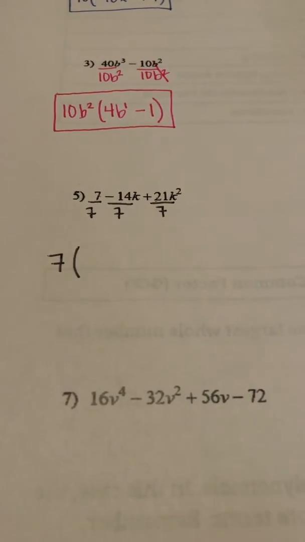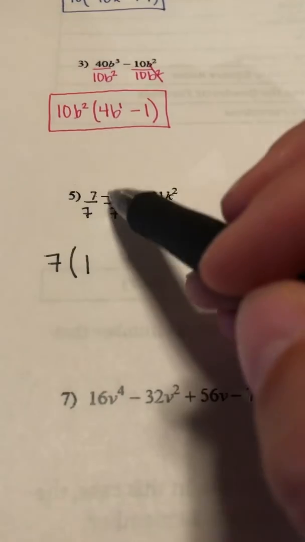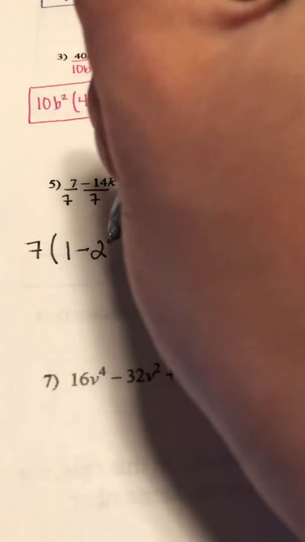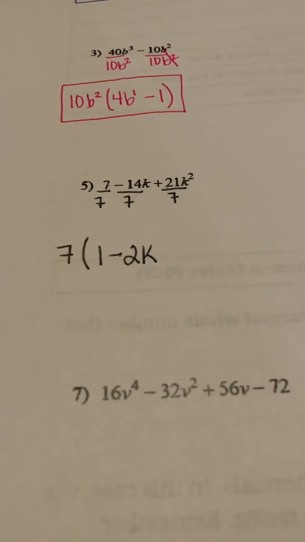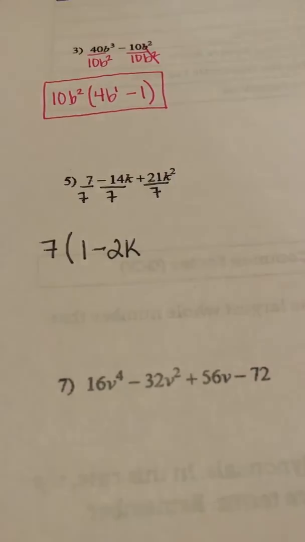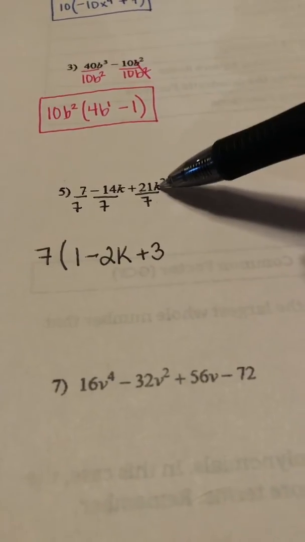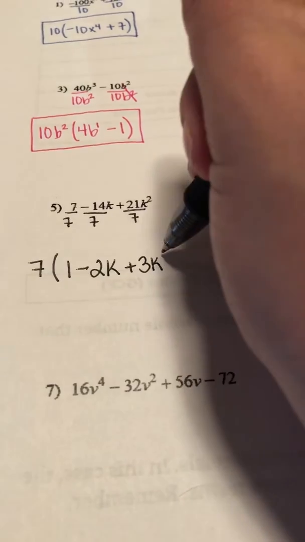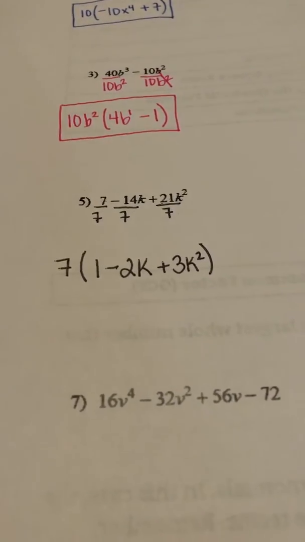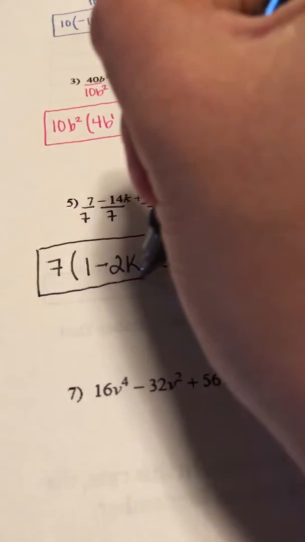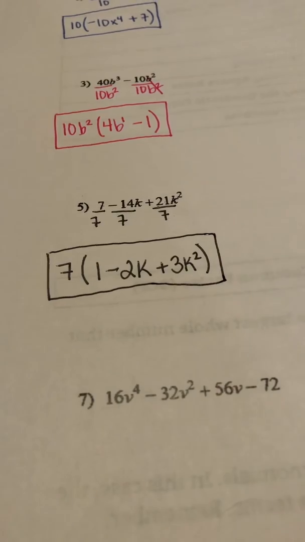So now I'm just going to do the dividing process again. So 7 divided by 7 is 1. Negative 14 divided by 7 is negative 2. But since I did not take this k and divide it, it still stays inside. Okay, and then 21 divided by 7 is positive 3. Once again, we did not divide any k's out, so this k squared has to stay inside as well. So our greatest common factor here was just that lonely 7. No k's, because they did not have them all in common.